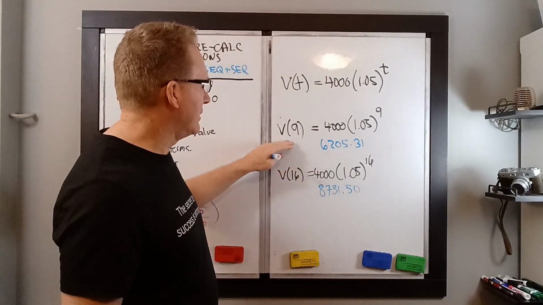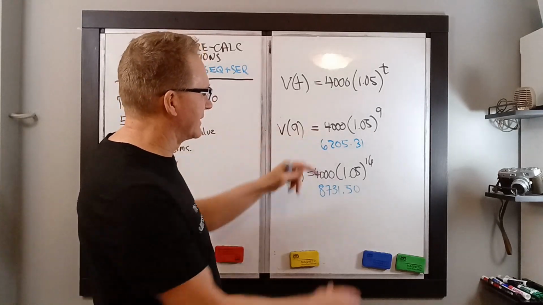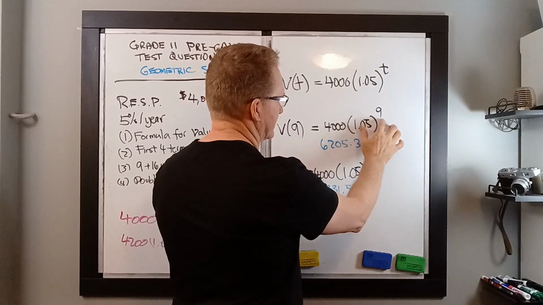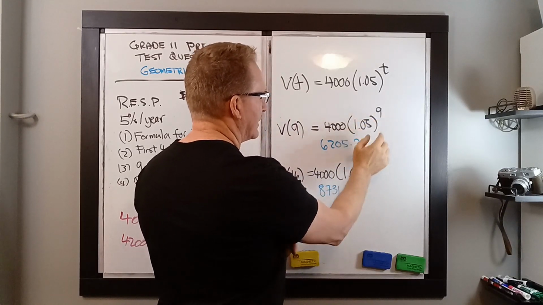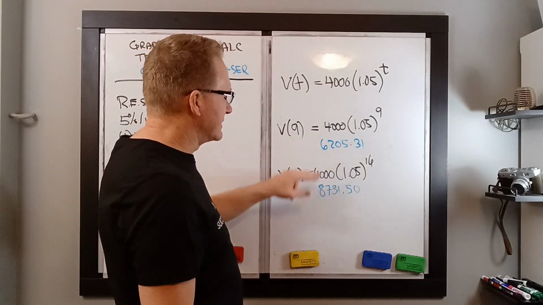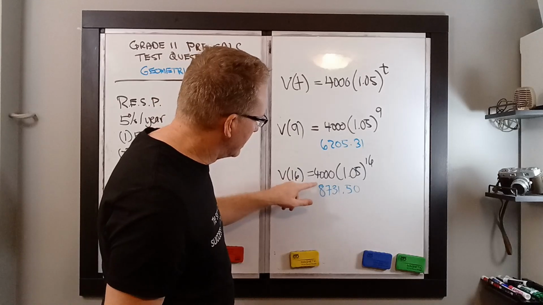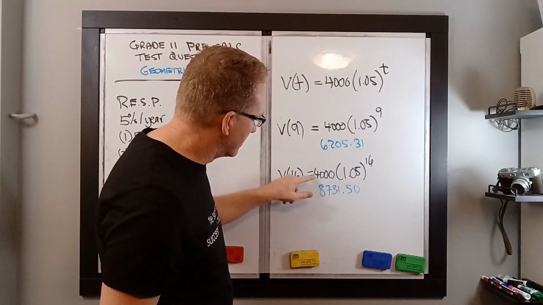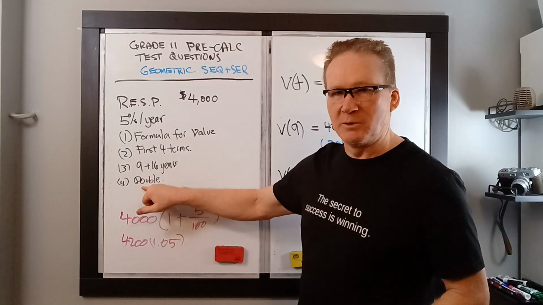All right, I'm back here. I've written in the value you get after 9 years. Same thing as before, 4,000 times this to the power 9. Just punch this into your calculator first, 1.05 to the power 9 multiplied by this, and this to the power 16, 6,000 and some, 8,000 and some. Notice here at this point, we're a little over double, which leads us to our last question. At what point will this double?